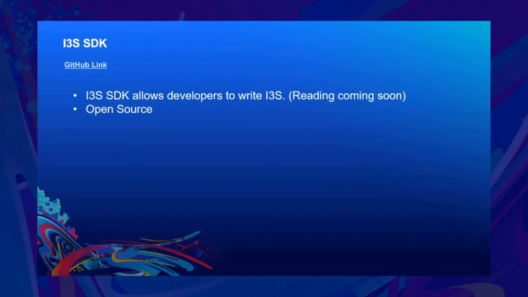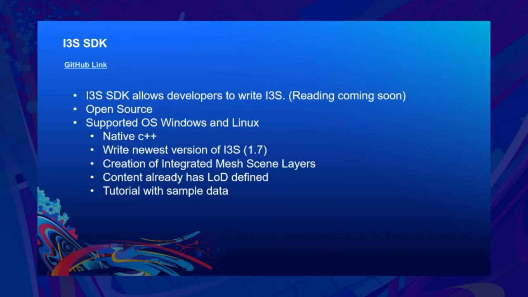We understand the need for data integrity, especially with sensitive data, and have thus made the SDK open source. The SDK is supported on Windows and Linux. It is written in native C++ and creates the newest version of i3s, which is version 1.7. The repo also includes an example application which creates an integrated mesh scene layer from sample data.